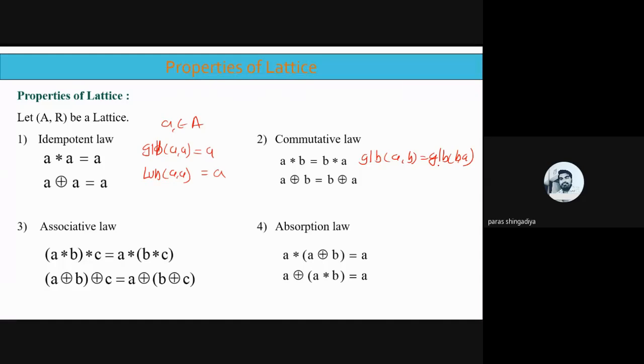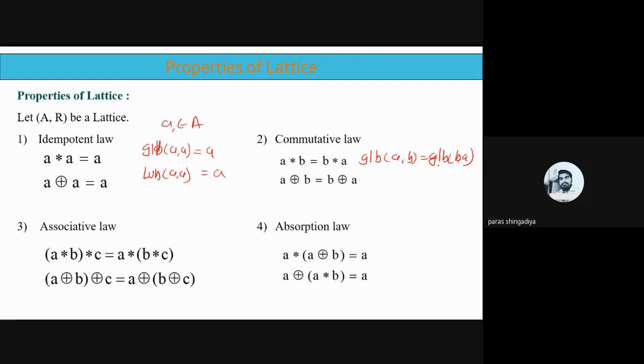Clear? The third law is associative, and the fourth law is absorption law, which includes the star and ring sum both. It can be defined as A star bracket A ring sum B is equal to A, and A ring sum bracket A star B is equal to A. Clear? In absorption law A star bracket A ring sum B, first we solve the bracket A ring sum B, then use this answer with the outer element, A star, and the result should equal A again. In the second case, A ring sum bracket A star B is equal to A. Clear? If these four properties are satisfied, then we can say that the lattice is an algebraic system.